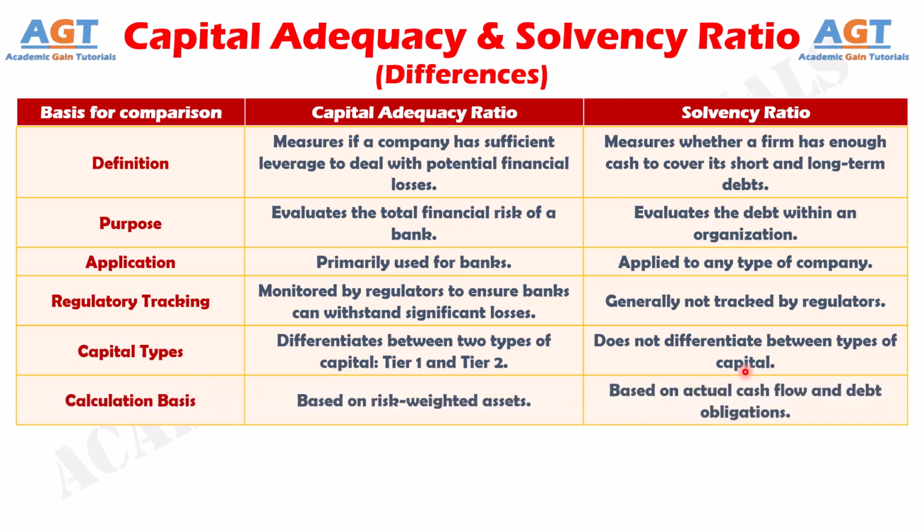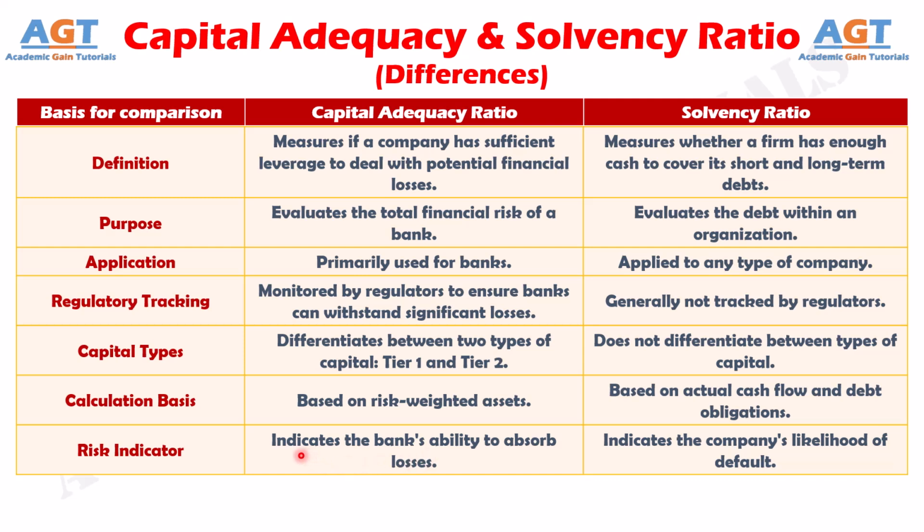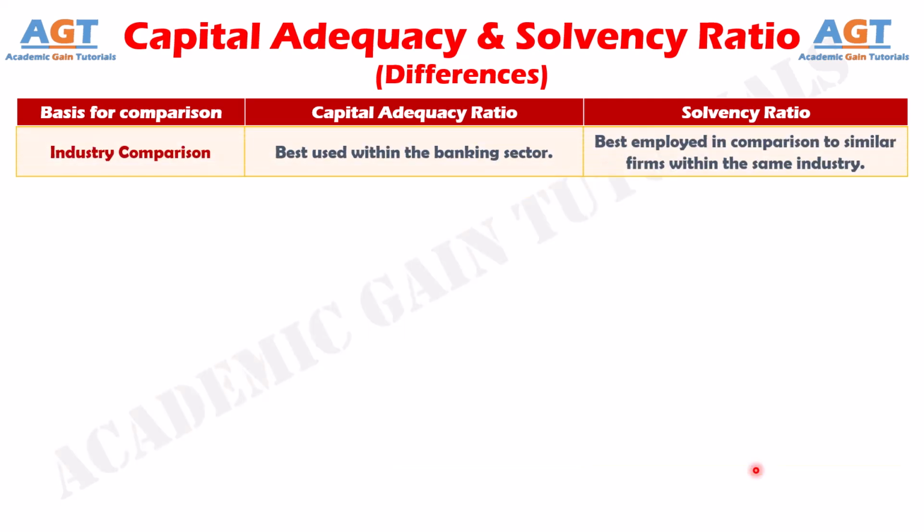Number 6. The calculation of the capital adequacy ratio is based on risk-weighted assets, whereas the calculation of the solvency ratio is based on actual cash flow and debt obligations. Number 7. The capital adequacy ratio indicates the bank's ability to absorb losses, whereas the solvency ratio indicates the company's likelihood of default. Number 8. The capital adequacy ratio is best used within the banking sector, whereas the solvency ratio is best employed in comparison to similar firms within the same industry.